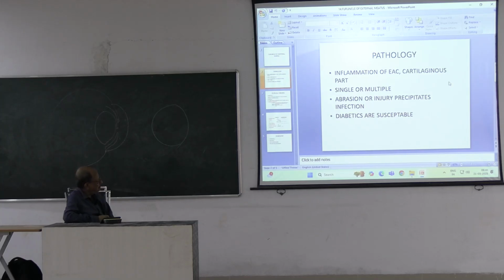Pathology of pharynx. Inflammation of the external auditory canal, cartilaginous part. I already told you, furuncle is always in the cartilaginous part of the canal. It can be single or multiple, but usually single. Infection or injury precipitates infection. It happens from excessive ear picking, especially in diabetic patients, especially with sharp ear picks. Many people use copper wire, and it happens more with that. Diabetics are susceptible to furunculosis.